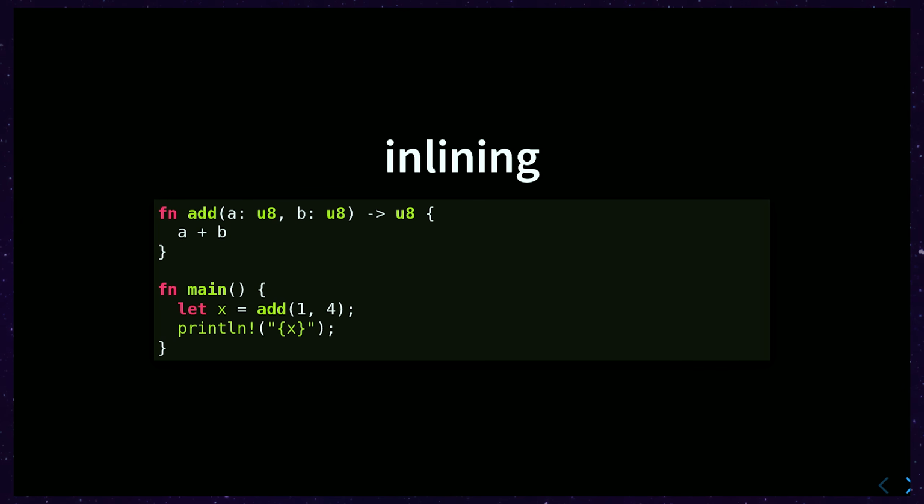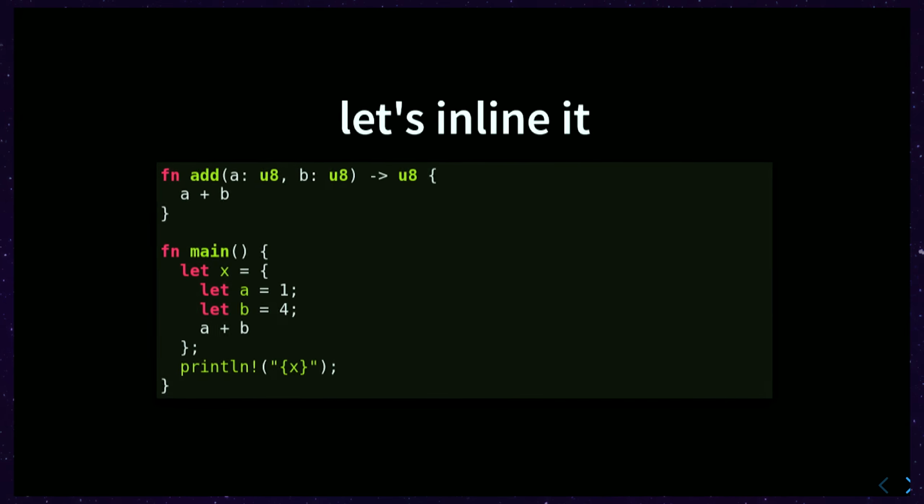What inlining means is that we have a function call, like a call to our add function here, and we then replace this function call with the body of the function, like this, sort of.